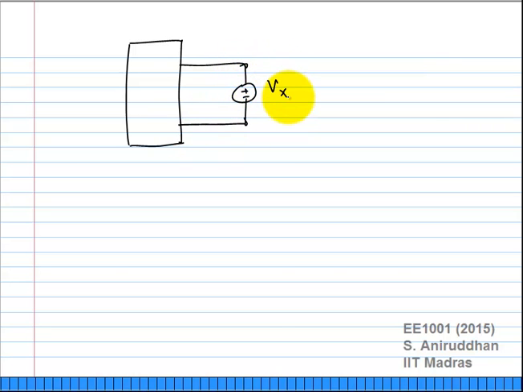So let us say I put in Vx here, and this is N. What do I do now? What do I do now? I am going to apply superposition.